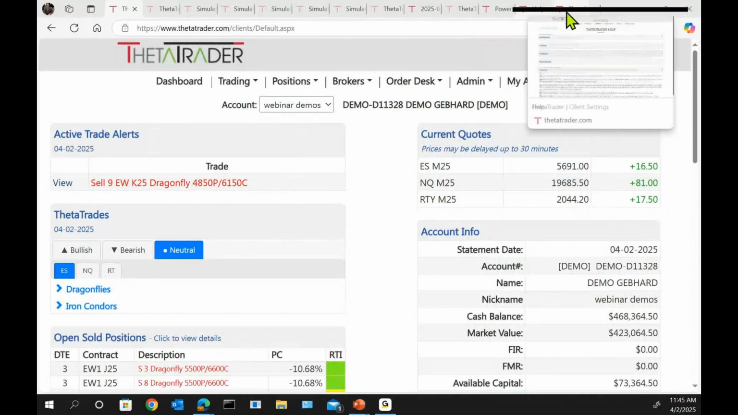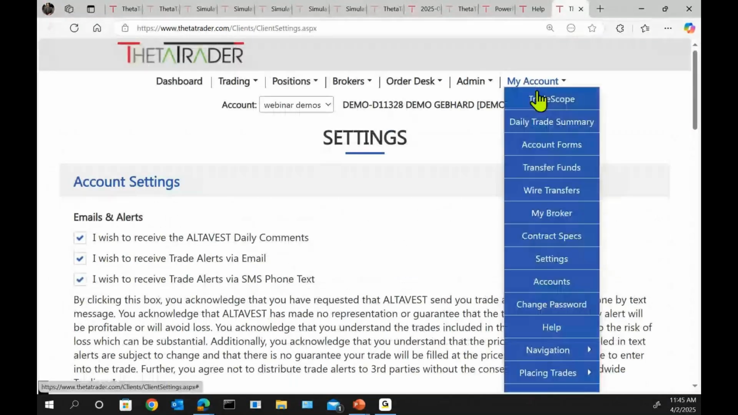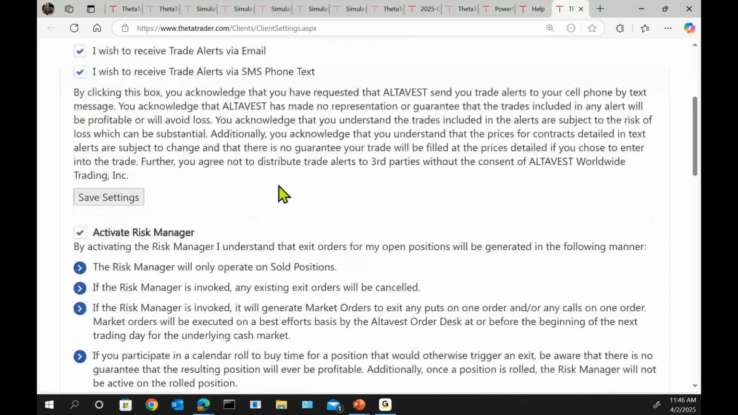Here we go. So you go under the My Account settings here, and this is where you would check if you want to receive the daily comments, if you want to get trade alerts via email, and if you want trade alerts on your phone as well via text. And then you click Save Your Settings.